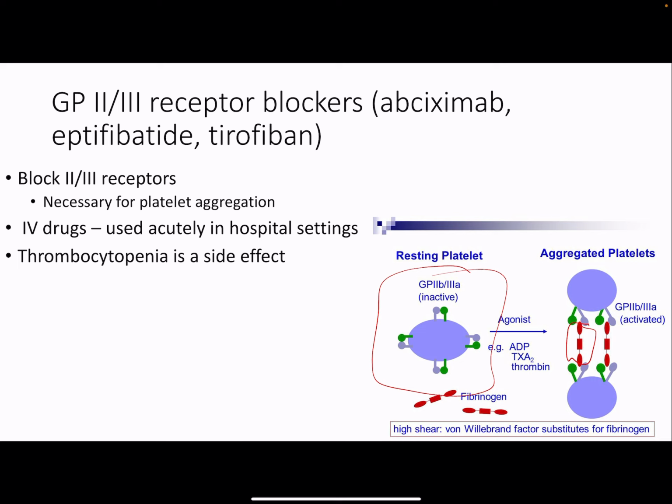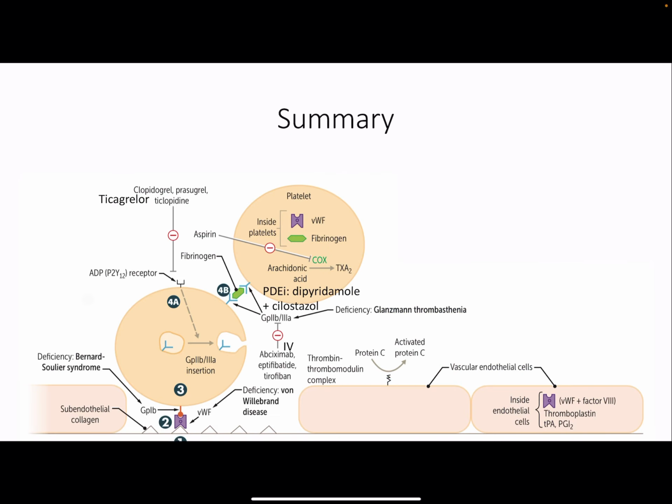So these drugs here are blocking this. This blocks platelet aggregation. I mentioned earlier that these are IV drugs, so these are going to be a little bit quicker acting, and you would have this in a hospital setting rather than prophylactic. Thrombocytopenia, though, is an important side effect for these. So this is just a summary. Feel free to pause and feast your eyes on this lovely slide.